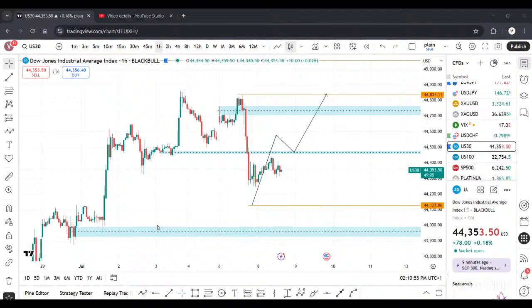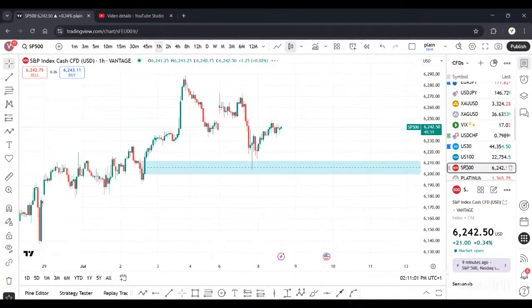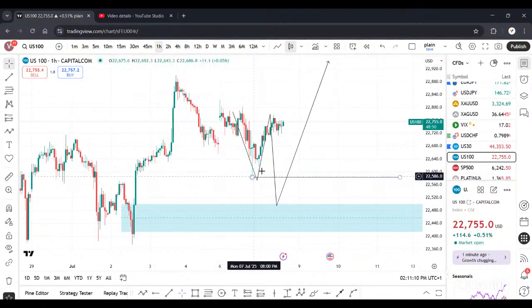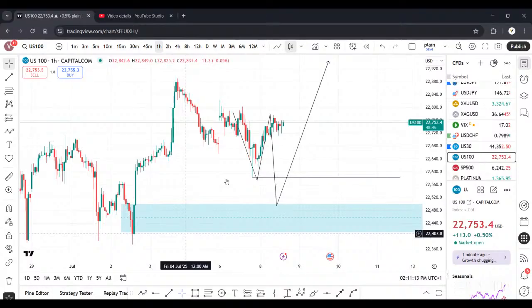That being said, that's just what we have for today. And also on S&P 500, no, we don't have any trade setup on S&P 500. We're using S&P 500 as correlation for US 100, right? And then price takes out this liquidity, taps into this zone, and we'll continue our bullish movement to the upside.